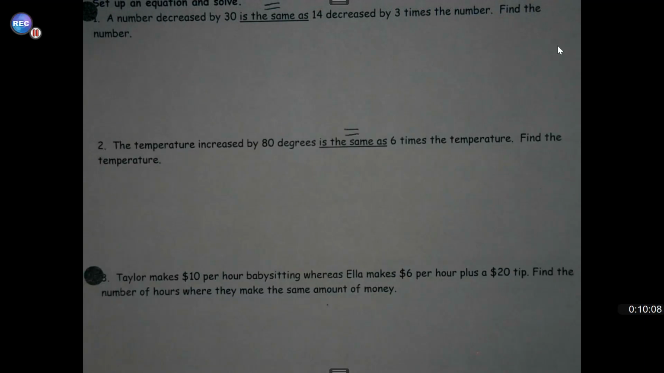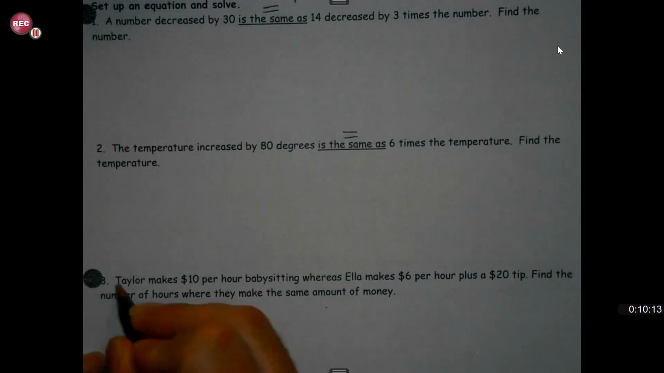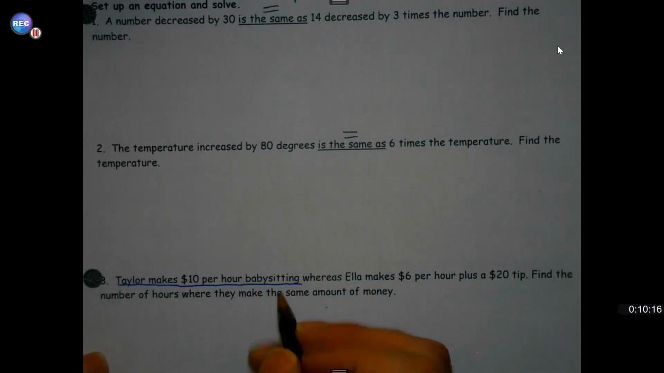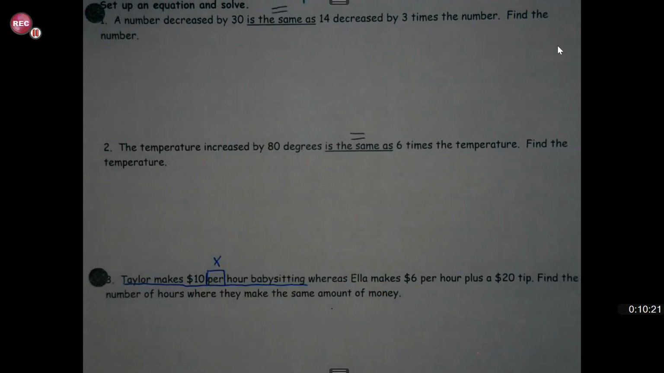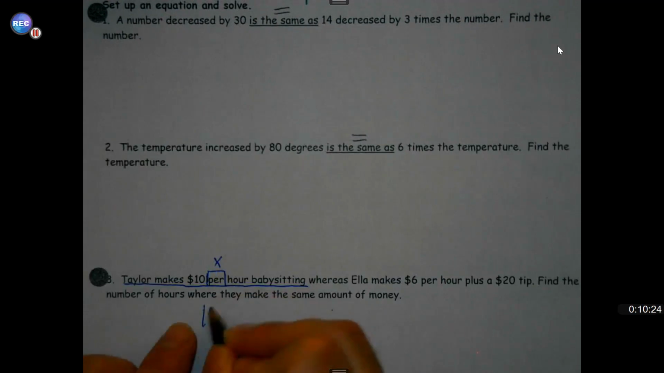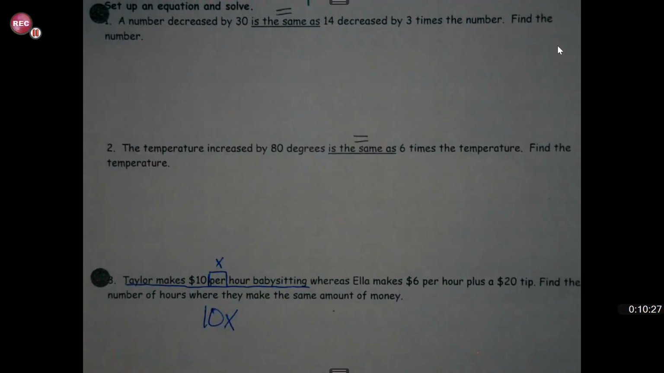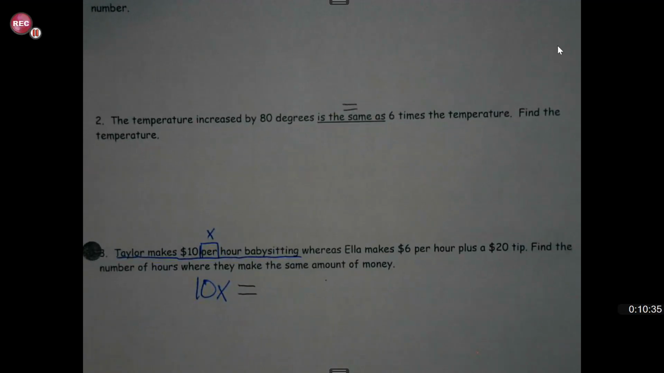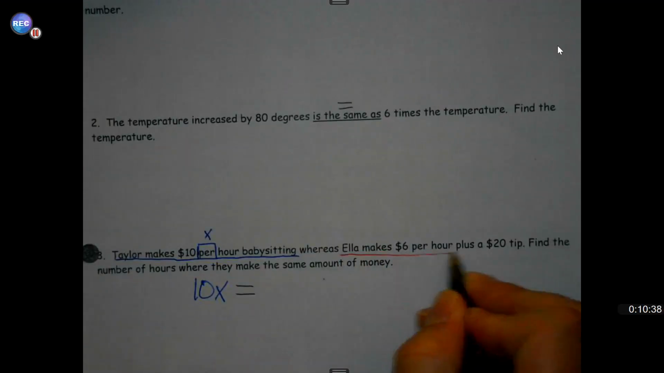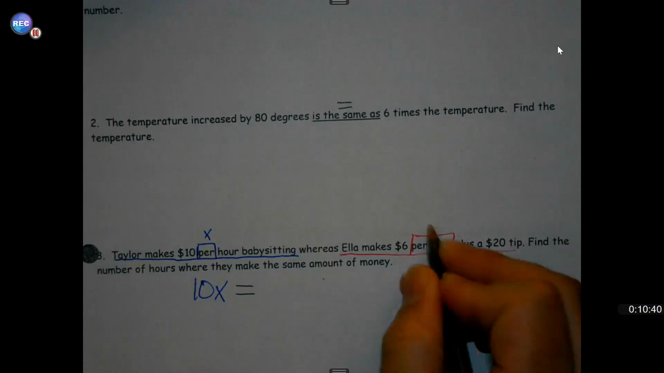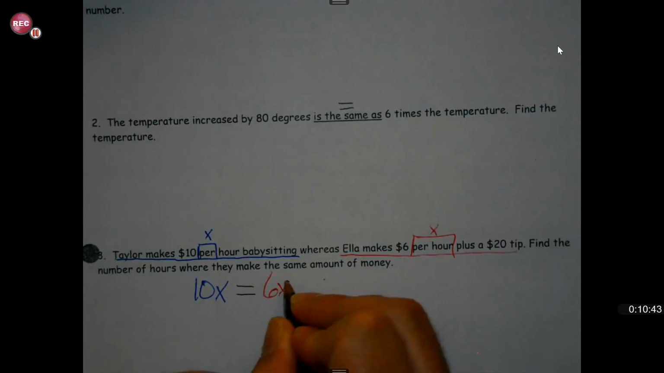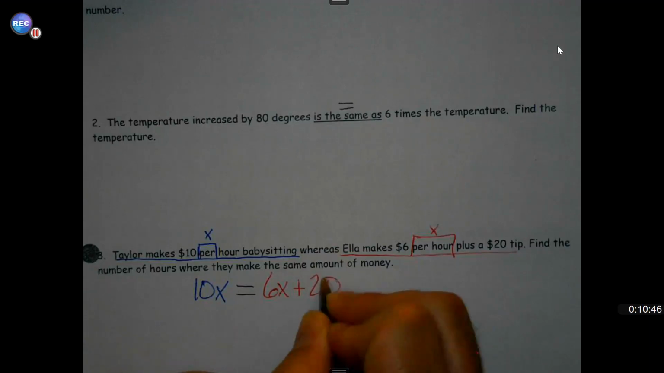So, okay, if we take a peek at number 3, we have Taylor. Taylor makes $10 per hour babysitting. Per hour. Every hour she gets $10. So, 10x. Whereas, Ella makes $6 per hour plus a $20 tip.